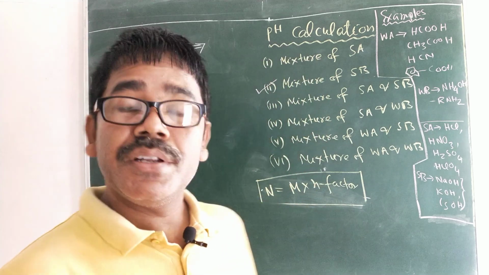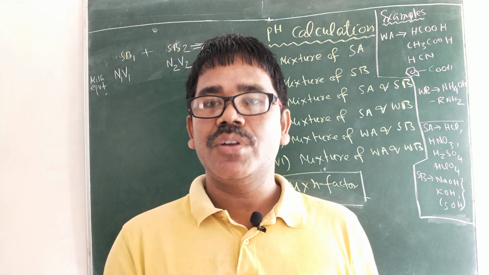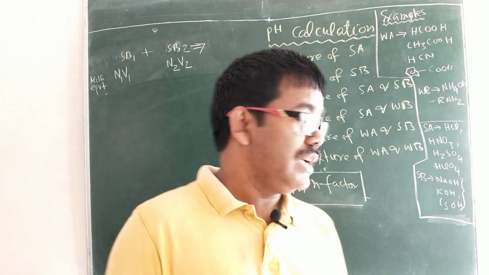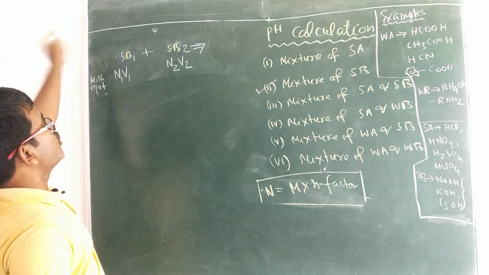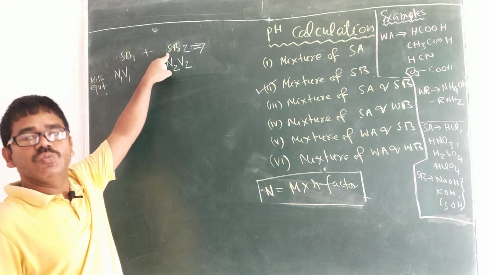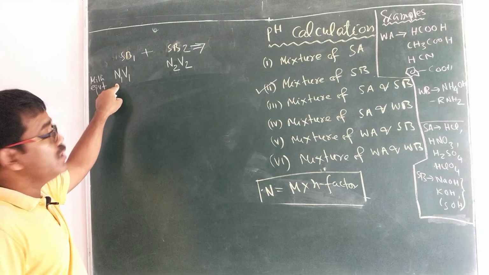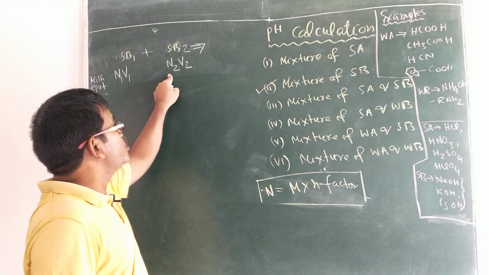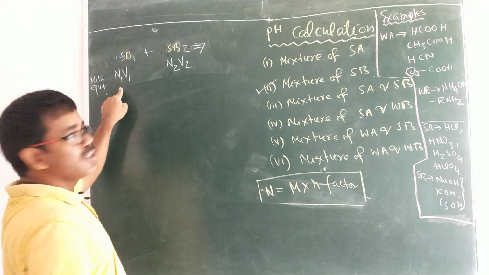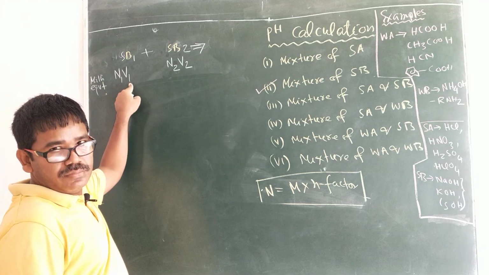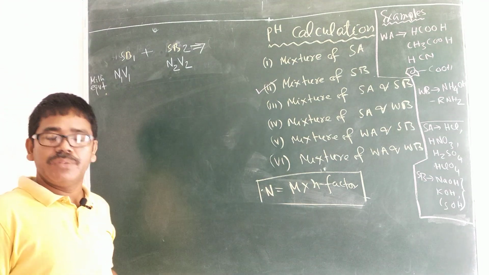Now, how to calculate the pH for a mixture of strong bases first. Let us consider two strong bases, strong base 1 and strong base 2. The milli equivalent of strong base 1 is N1V1 and the milli equivalent of strong base 2 is N2V2. Here N is the normality and V is the volume.